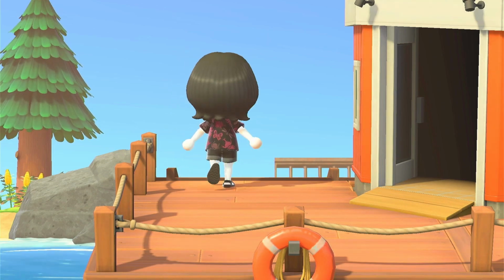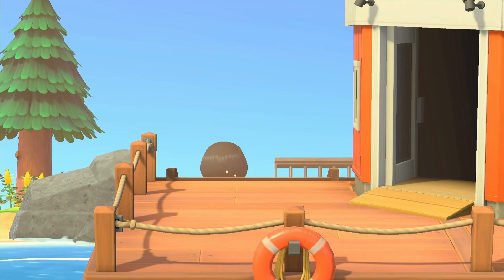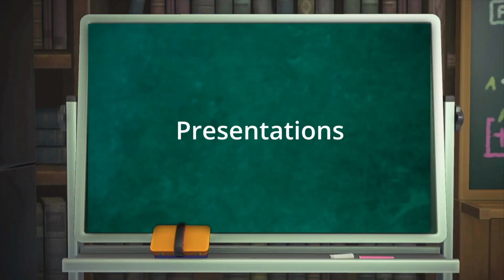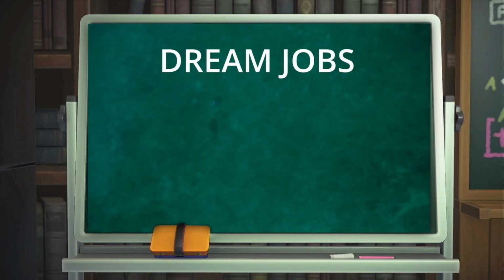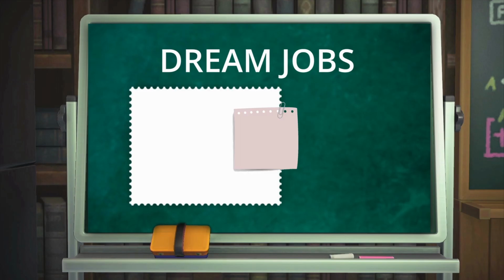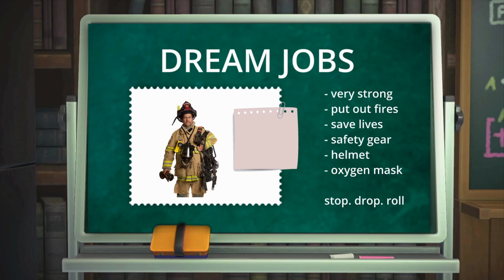One of the greatest aspects of integrating Animal Crossing into an online English classroom is holding presentations. The options are nearly limitless. For example, in your grade 3 class, you are discussing the topic of dream jobs. In a normal classroom setting, your kids would have prepared a nice poster with pictures showcasing the work attire and what they do. But you are in an online class, so that doesn't really work.